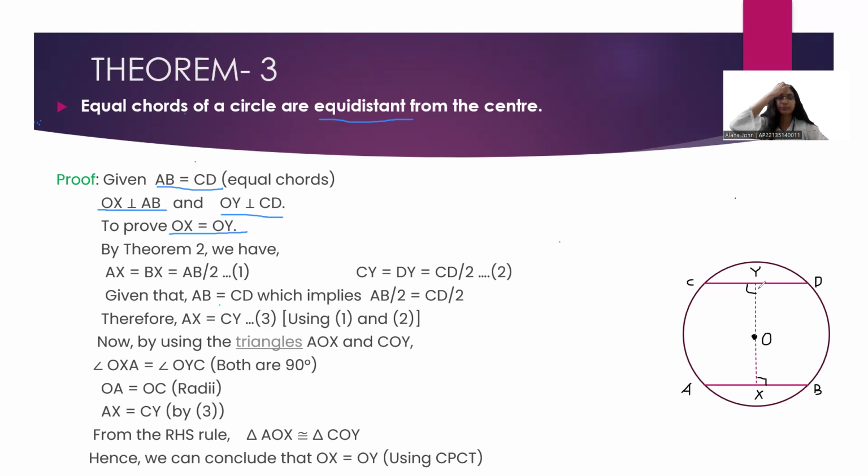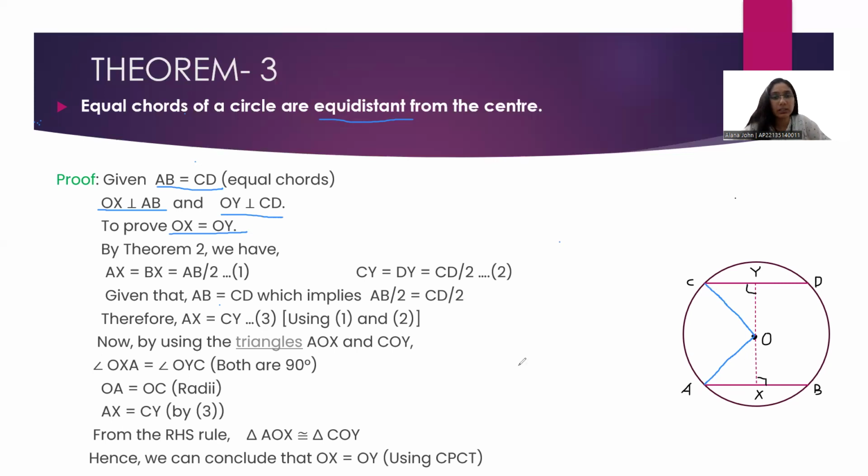So what will we be doing? In order to show that these two distances are equal, of course, we have to consider triangles, right? And show that the triangles are congruent, then by CPCT we can tell that these two sides are equal. So which triangles can be taken? I will be taking this triangle AOX and the triangle COY. Then these two distances are sides of these two triangles, right? Then how can we prove that these two triangles are congruent?